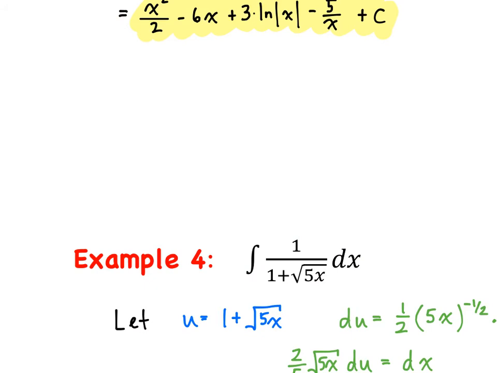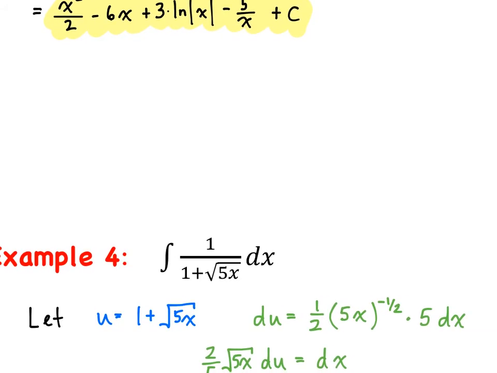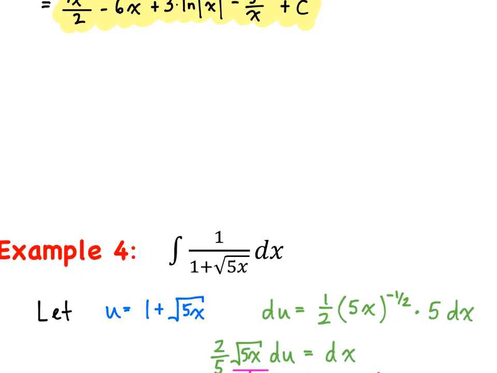Finally, this last example here, we need to integrate 1 over 1 plus the square root of 5x. Okay, hopefully we realize we need to use substitution. So let's let u be 1 plus the square root of 5x. So if that's the case, then du is going to be taking the derivative, 1/2 of 5x to the negative 1/2, don't forget about that chain rule, times 5 dx.